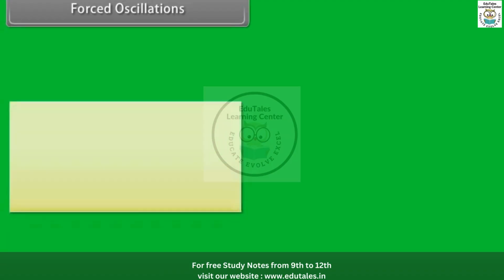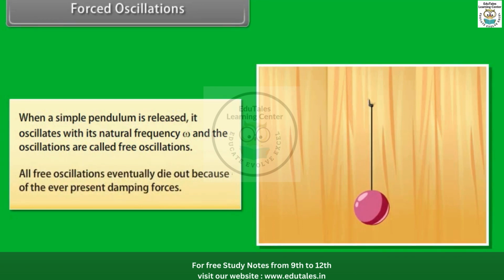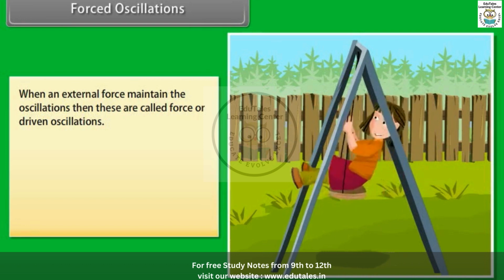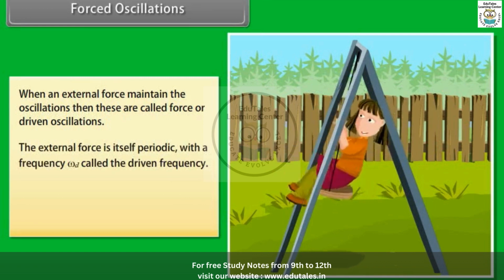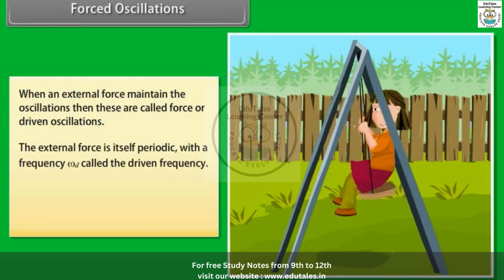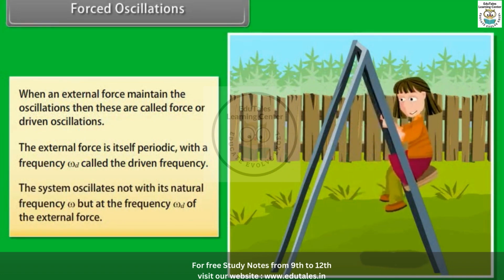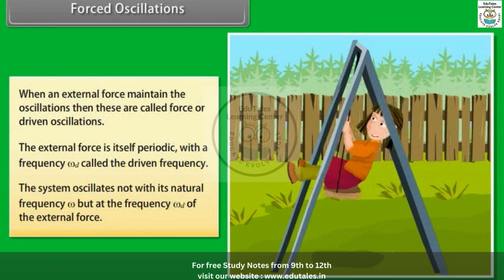Forced oscillations. When a simple pendulum is released, it oscillates with its natural frequency omega, and the oscillations are called free oscillations. All free oscillations eventually die out because of the ever-present damping forces. When an external force maintains the oscillations, these are called forced or driven oscillations. The external force is itself periodic with a frequency omega d, called the driven frequency. The system oscillates not with its natural frequency omega, but at the frequency omega d of the external force.